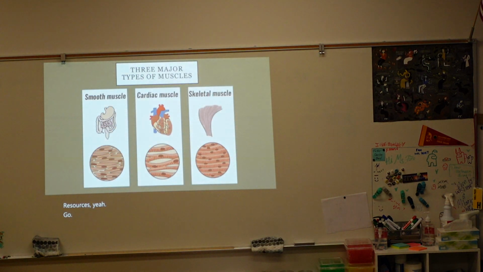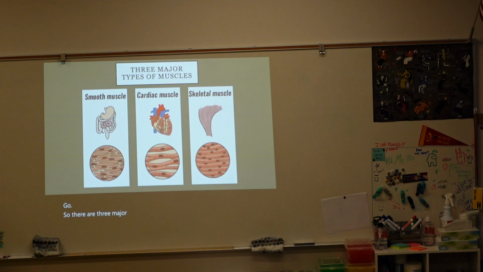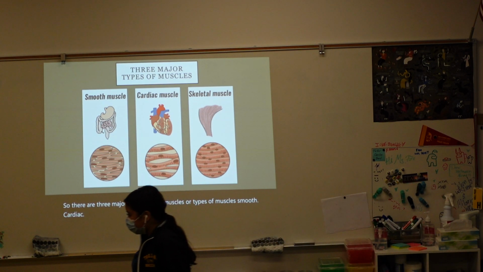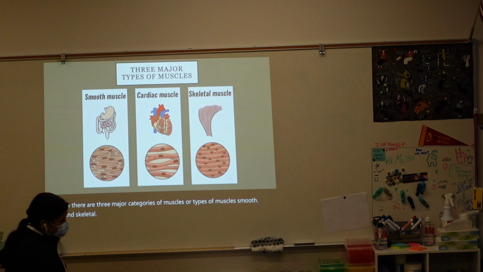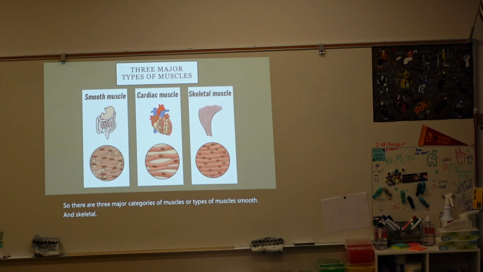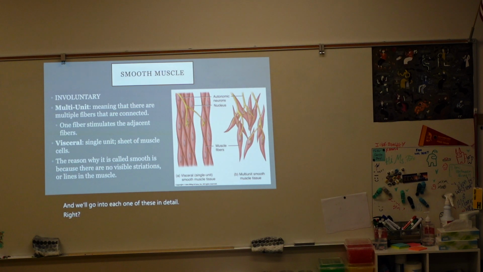So there are three major categories of muscles, or types of muscles: smooth, cardiac, and skeletal. And we'll go into each one of these in detail. So our first one is our smooth muscle, and this is what's considered to be part of the involuntary group of muscles. And there's a couple different ways that they're organized.